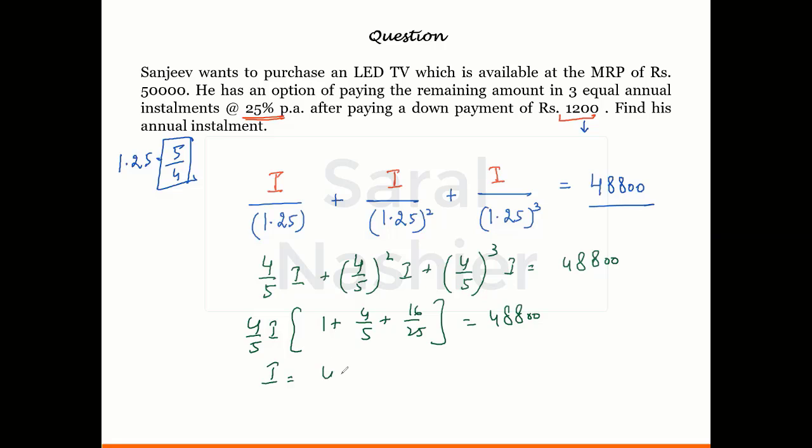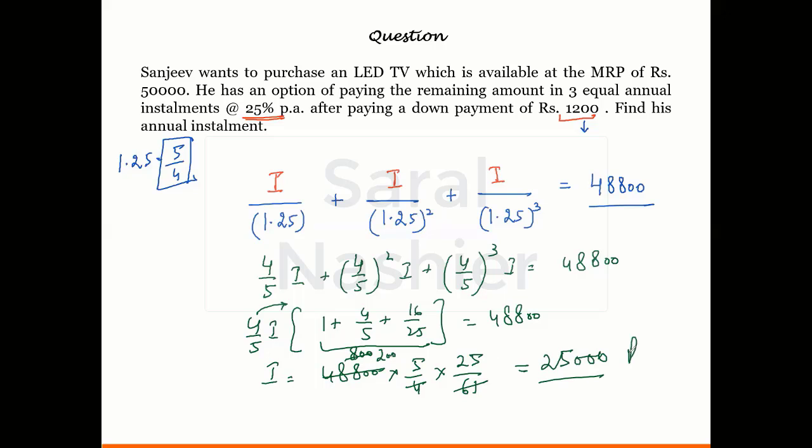Or I is equal to 48800. This 4 by 5 will go on the other side, will become 5 by 4. And this whole thing, when you take the LCM as 25, will give me 25 plus 20, that is 45, plus 16, that is 61 by 25. So on the other side will be 25 by 61. See, the job becomes easy now. 61 can cancel out this as 800, 4 can cancel out this as 200, and 25 fives are 125 into 2 will straight away give me the answer as 25,000, and that is the installment that we are talking about.